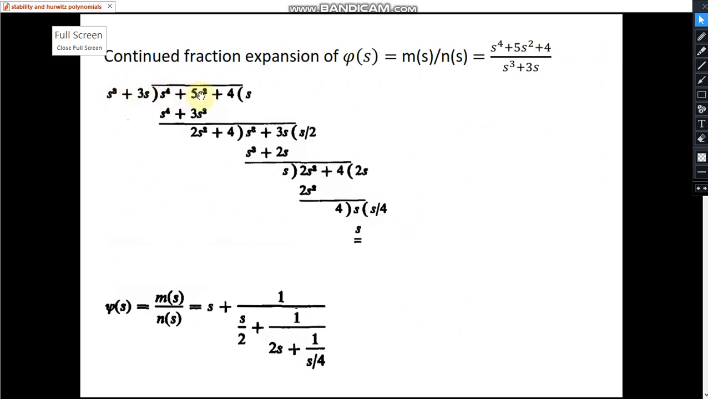So if I divide this thing by this thing like this, first find s to the power 4 divided by s cube, it will come out to be s. Now multiply this s with this thing. So it will come out to be s to the power 4 plus 3s square. Subtract this from this. It will come out to be 2s square plus 4.